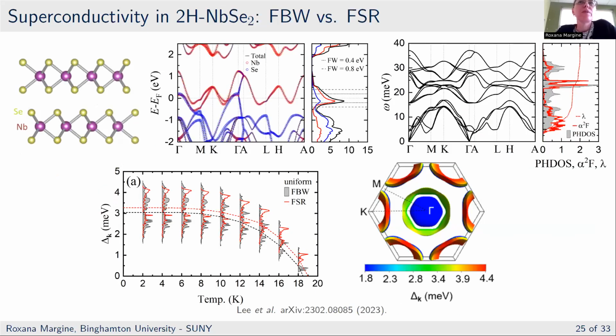The second example with EPW is a comparison between the full bandwidth approach and the FSR approach in the case of niobium diselenide. The reason why we looked at this system is because below the Fermi level, so the Fermi level is shown here at this dashed line, at about 0.1 below the Fermi level, there is a sharp density of states. So we thought that for this system, the full bandwidth approach may be more appropriate to use because there is this variation in the density of states around the Fermi level.